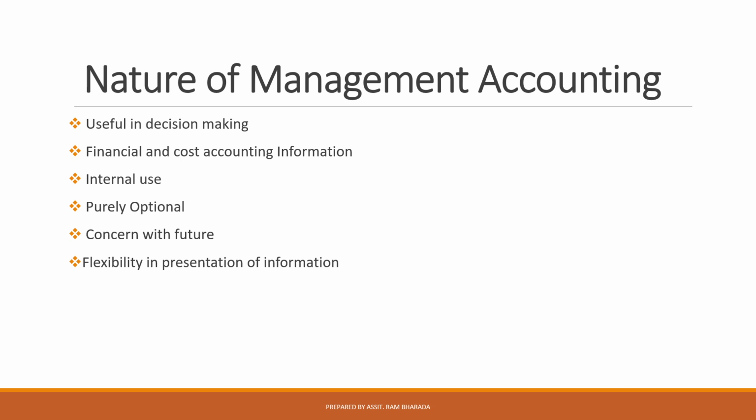The most important question for 4 marks: the nature of management accounting. Point number 1, useful in decision making. Management accounting is very useful in decision making, decisions regarding our future. Number 2, management accounting uses the information that is provided by financial accounting and cost accounting. Number 3, internal use. Management accounting is only useful for internal parties like managers, employees, top management, all this. It is not for external users.